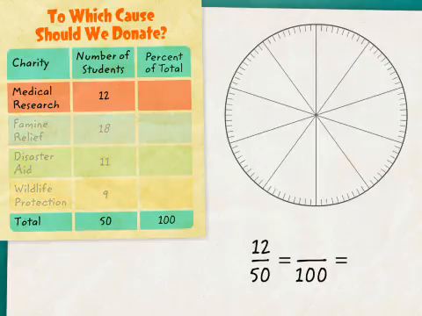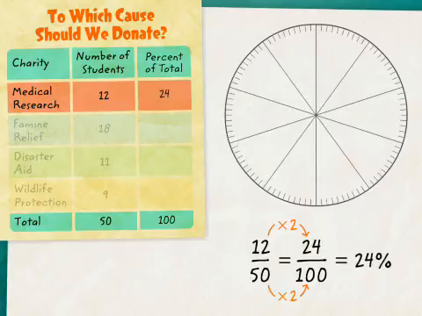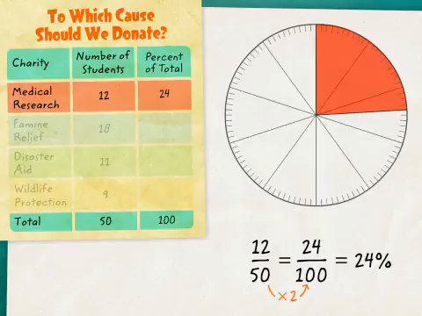12 out of 50 students chose medical research. 50 times 2 is 100, so she multiplied 12 by 2 to get 24. 24% of students chose medical research. Maya counted 24 tick marks along the circumference of the circle and colored the related sector, labeling it medical research, 24%.